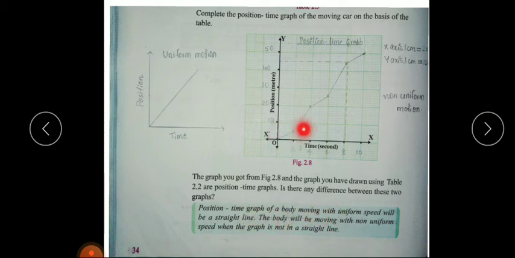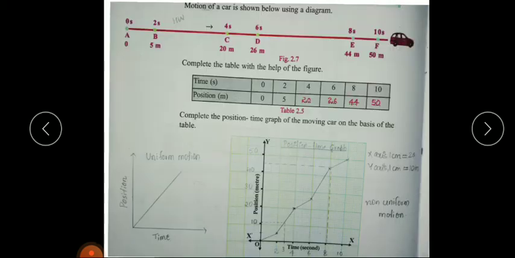So here the graph is not a straight line because the body covers unequal distances in equal intervals of time. So this motion is non-uniform, but in this case the body covers equal distances in equal intervals of time. That is why this is uniform motion and this represents non-uniform motion.